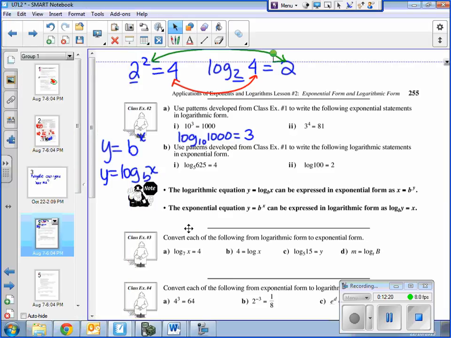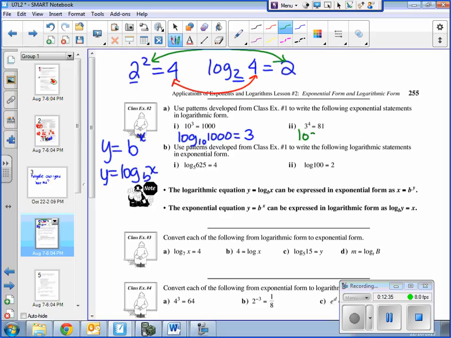If they are variables, just throw in random numbers. So if it's x and y, just make up an x, make up a y. It should be consistent. Okay, 3 to the 4 equals 81. So log, what's my base? 3. What's my argument? 81 equals what? Good.